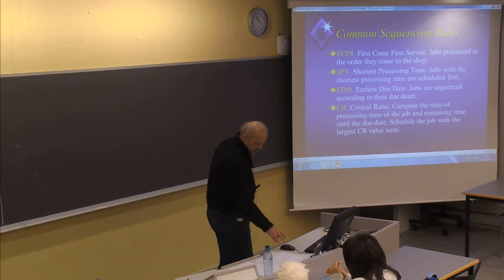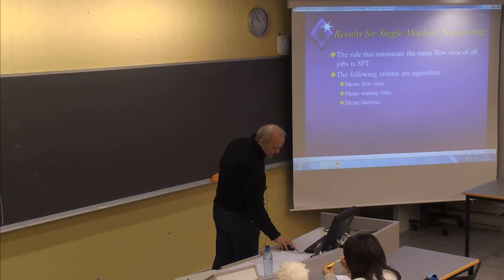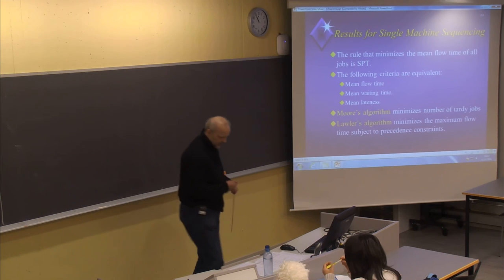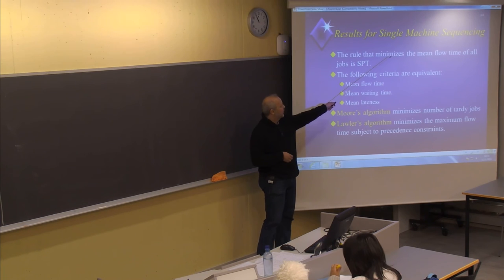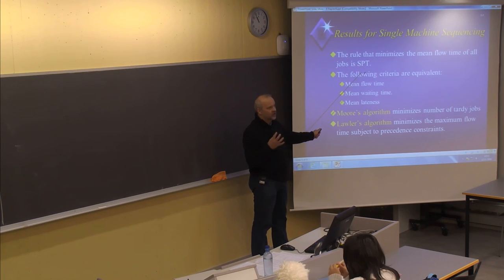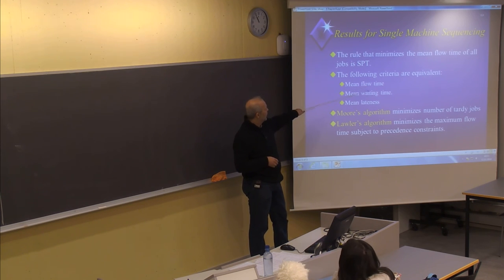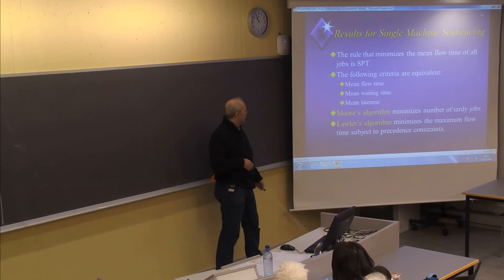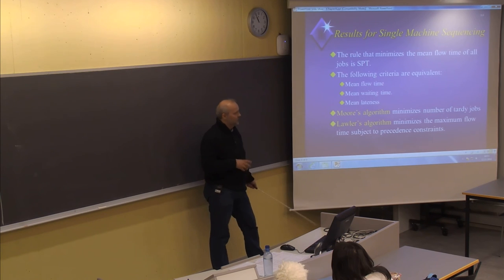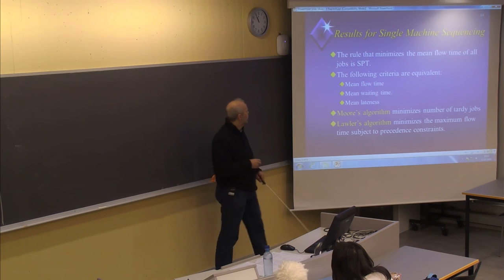And we should also look at some other algorithms which are shown here. First, the rule that minimizes the mean flow time of all jobs is the SPT, shortest processing time. And we can also say that the criteria mean flow time, mean waiting time, and mean lateness will be the same. And we will look at these two algorithms here, Moore's algorithm, which will minimize the number of tardy or the number of delayed jobs.